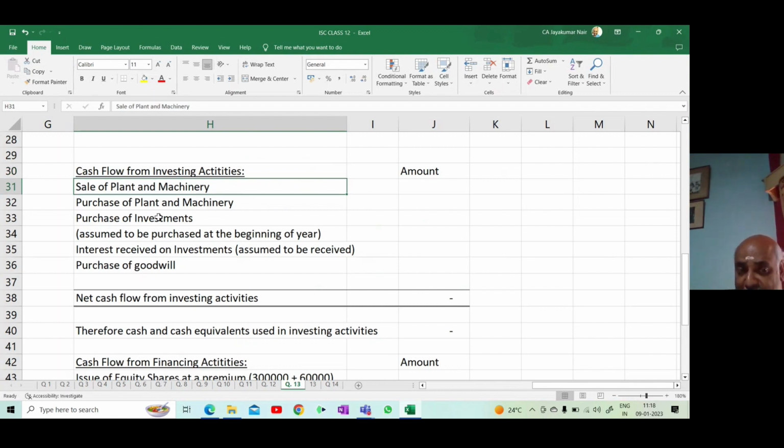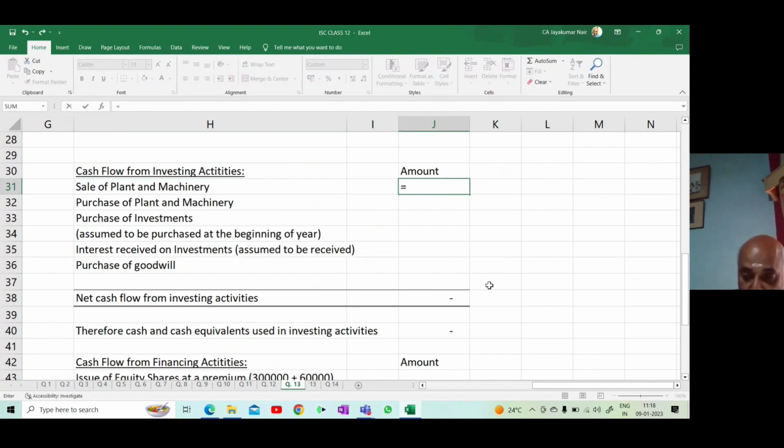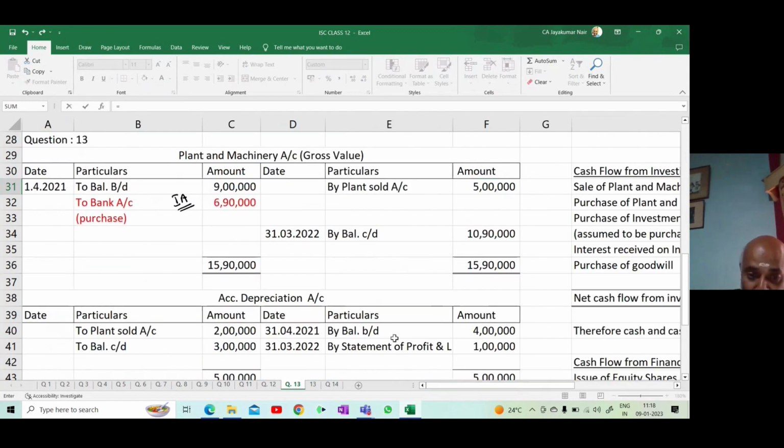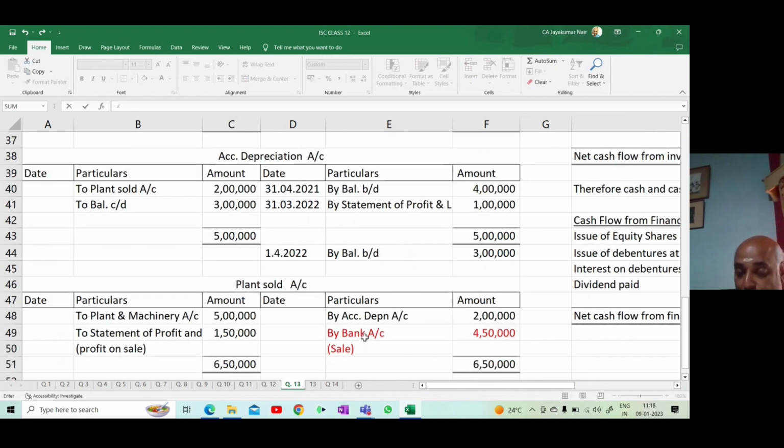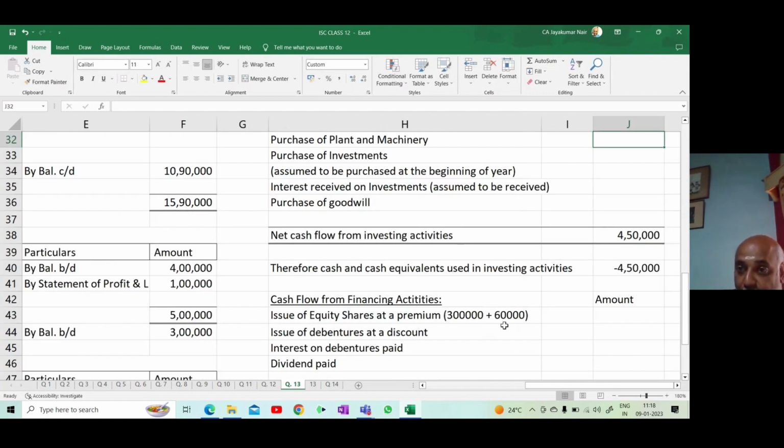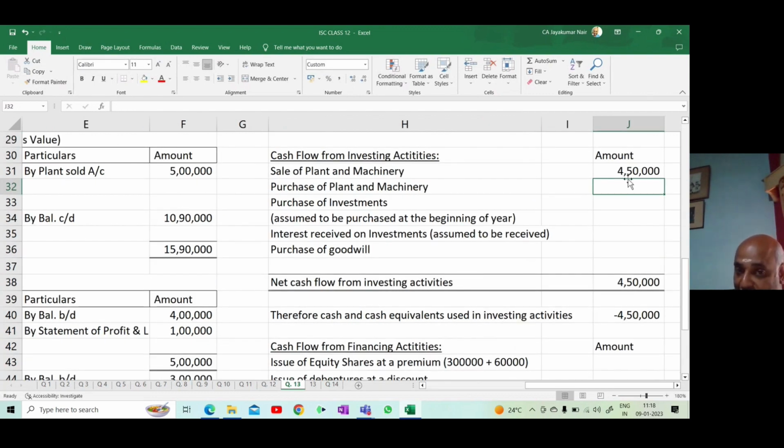So investing activity, sale of plant. We have sold the plant for what price? We sold the plant for 4,50,000. See here, by bank. By bank means money coming in. Therefore, what's coming in should be positive, and what's going out should be negative. So if you have 'to bank', it will be a negative figure. If it is 'by bank', it is a positive figure. So it's by bank, that means money coming in, 4,50,000.